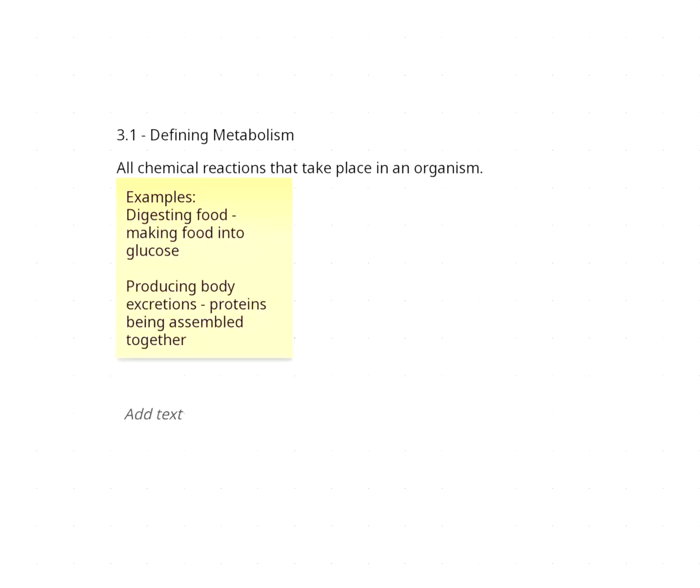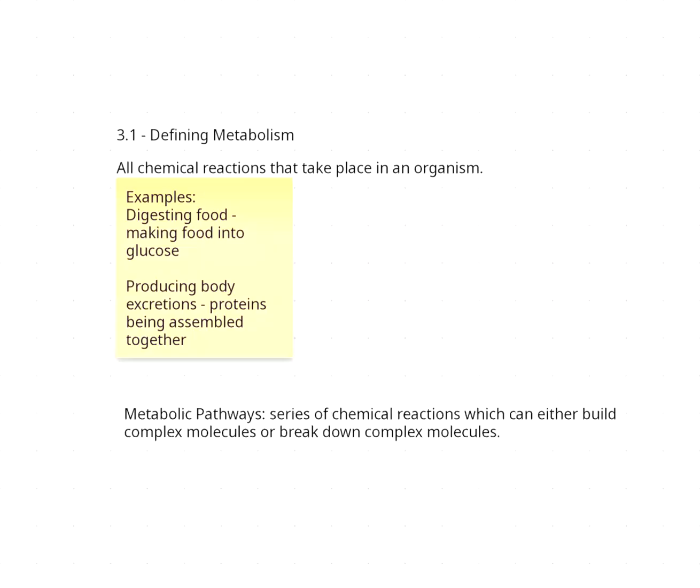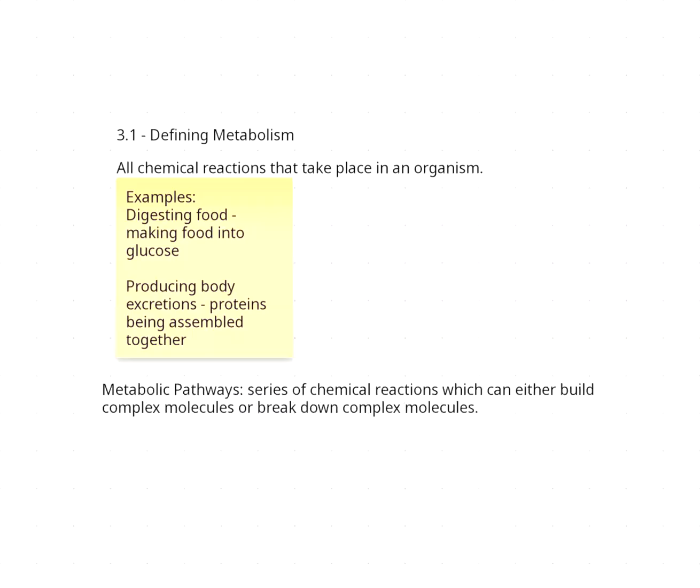So, metabolic pathways are a series of chemical reactions which can either build complex molecules or break down complex molecules, right? So let's just take a simple idea of what it can possibly be, right? So say we're given a kind of, here, I think it would be easier if I just drew it.